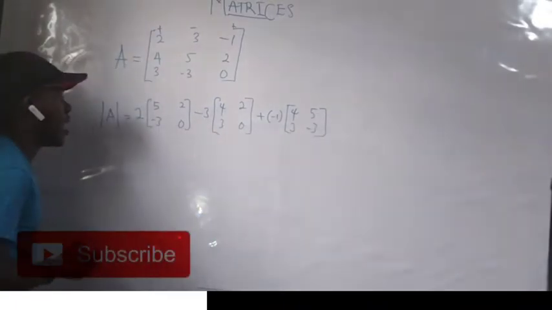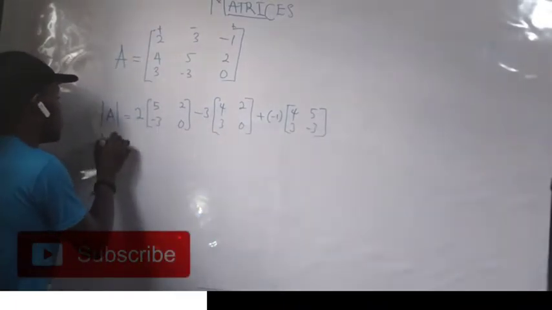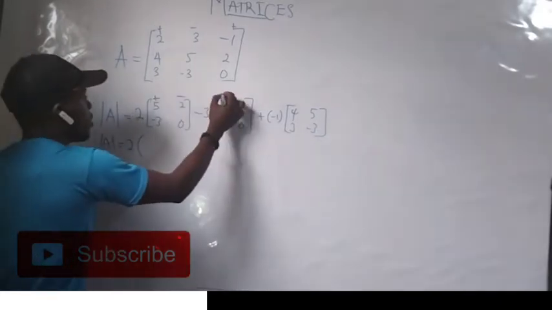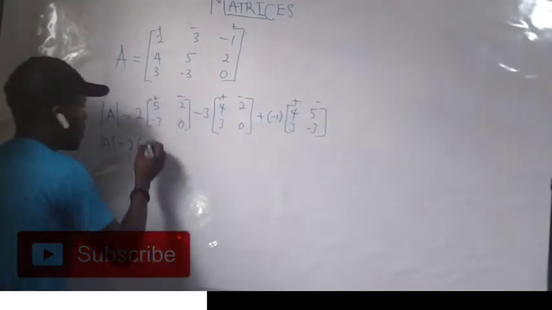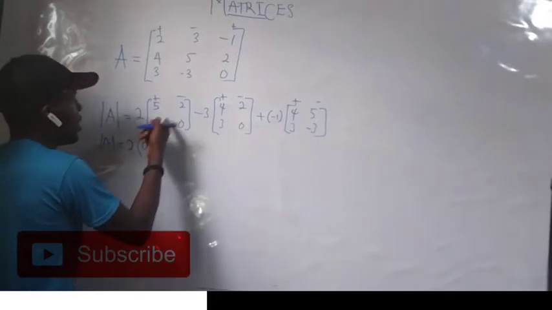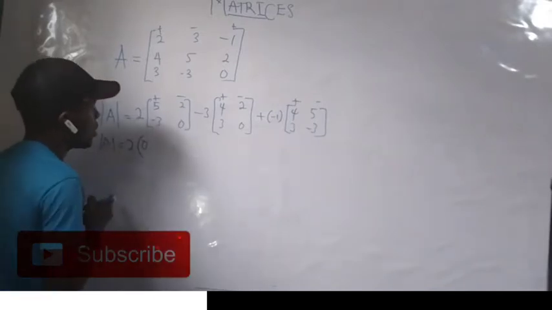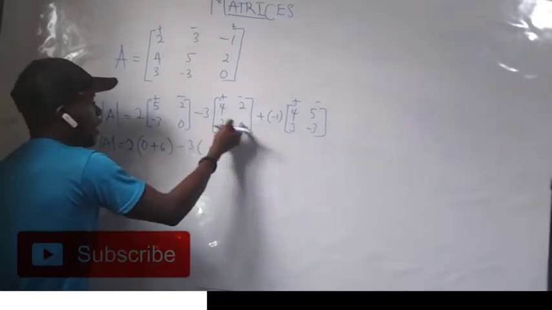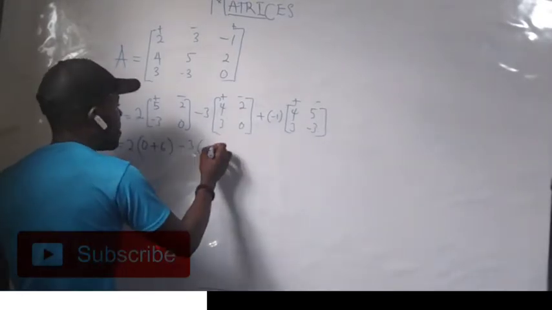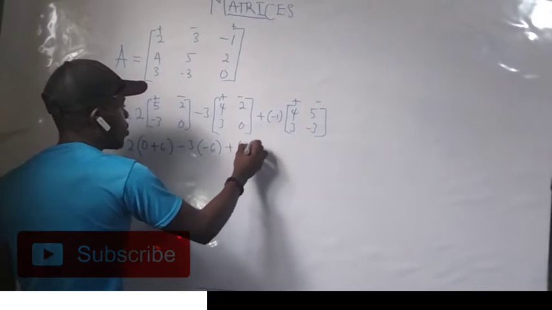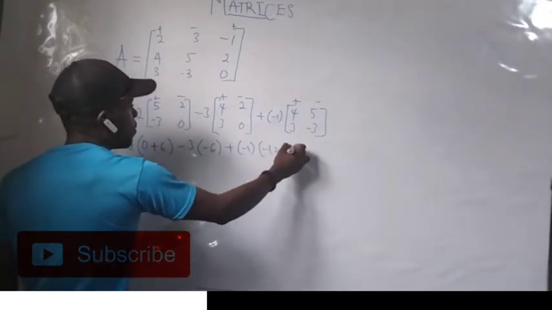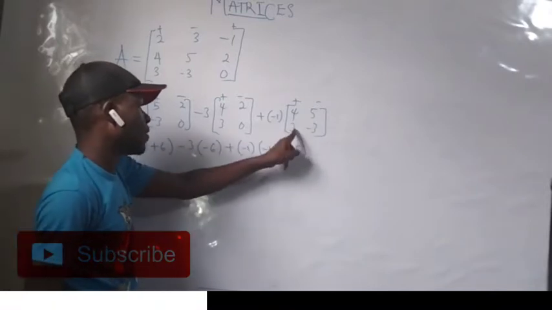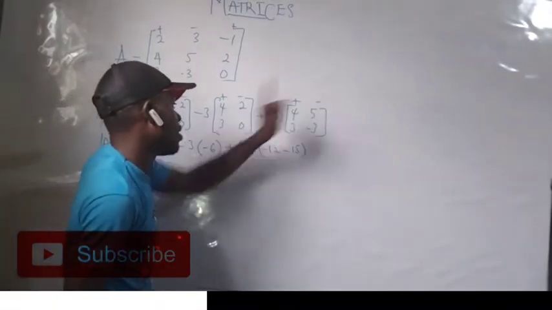Then when I do this, what do I have? Normally, I'm going to have matrix A equals 2 open bracket, 5 times 0 is what? 5 times 0 gives me 0. Minus 3 times 2 is minus 6, times minus, is a plus 6. Minus 3 open bracket, 4 times 0 is 0, 3 times 2 is 6 with the minus, giving minus 6. Plus minus 1 of minus 12 minus 15. Because when you cross multiply, 4 times minus 3 is minus 12. 3 times 5 is 15, with the minus I have here.